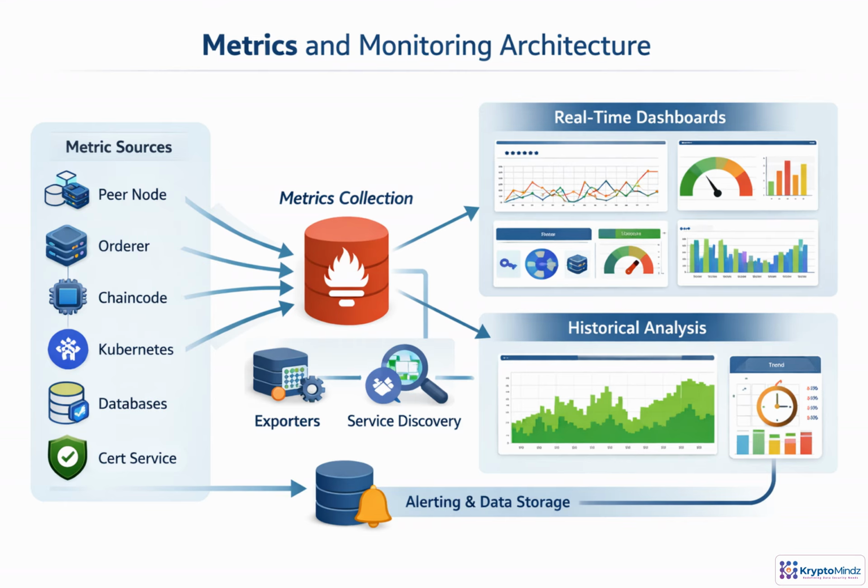A Fabric monitoring stack begins by treating every operational component as a metric source: peers, orderers, chaincode, Kubernetes infrastructure, databases, and certificate services. Prometheus typically pulls values from metrics endpoints using exporters and service discovery as workloads move. Grafana turns that data into live health views and longer-term trends. Alertmanager routes urgent signals, while retained history supports capacity planning, incident review, and SLA reporting.